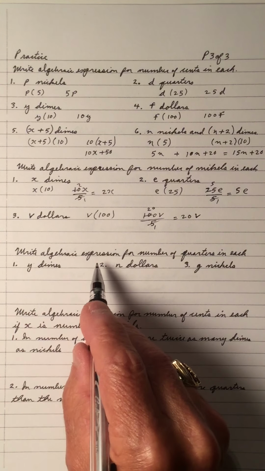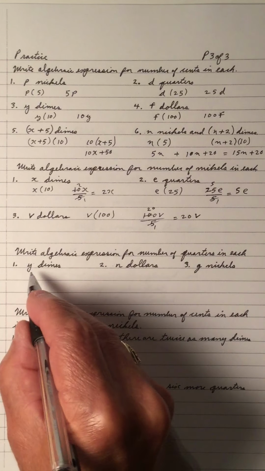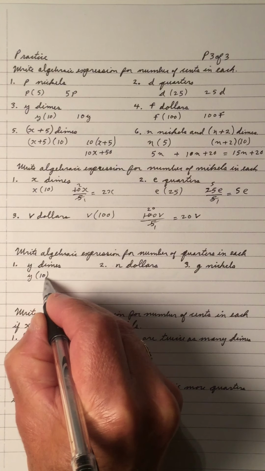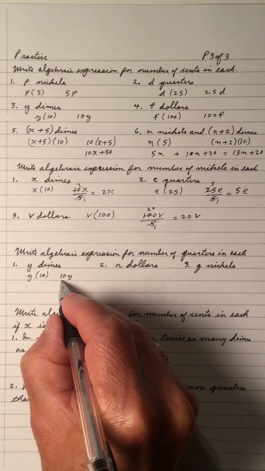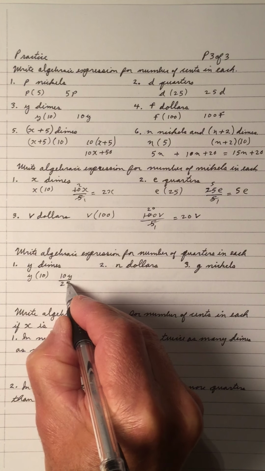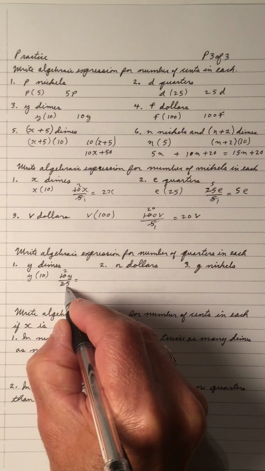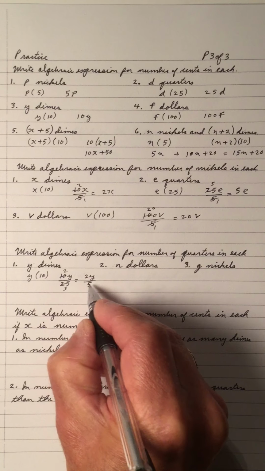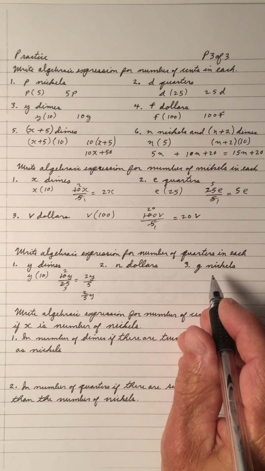Write an algebraic expression for the number of quarters in each. Okay, so we've got y dimes, so it's y times 10 cents. So that's 10y. And for the number of quarters, we divide by 25 cents. So 5 into that goes 2, 5 into that goes 5. So it's 2y over 5, or you could say 2/5 y.